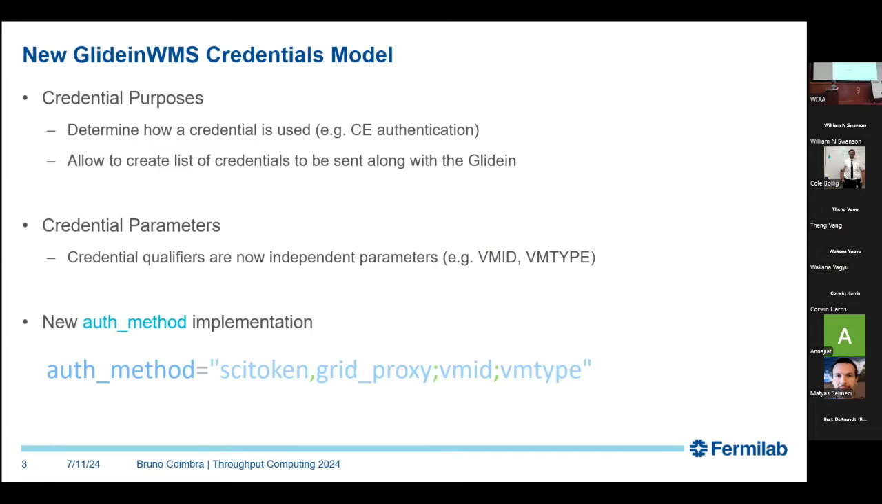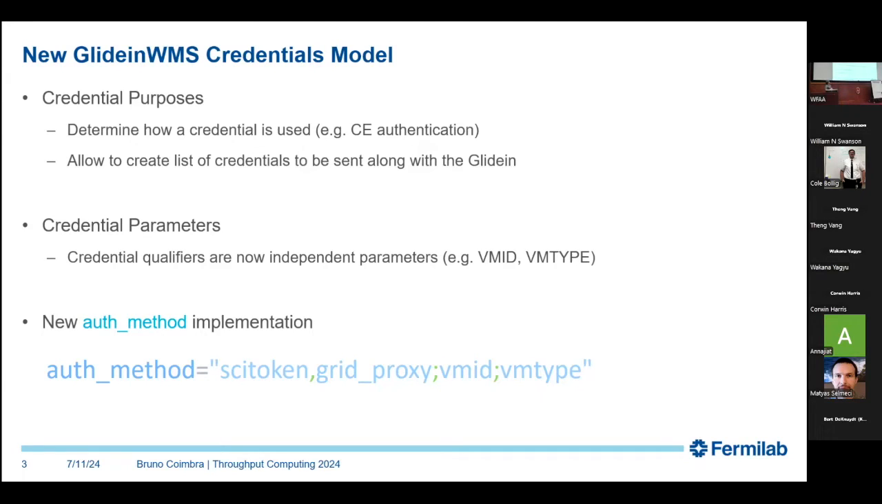Also, we are now implementing credential purposes, which basically help us decide what to do with a credential. Before, credentials could be used for many things. Now we have a way to define what a credential is actually used for, either to authenticate with a CE or to be simply sent along with the job within the payload to be used by the job to authenticate with a data source or something like that. That also adds the ability to send lists of arbitrary credentials that our front-end operators might find useful to land at the final running location.